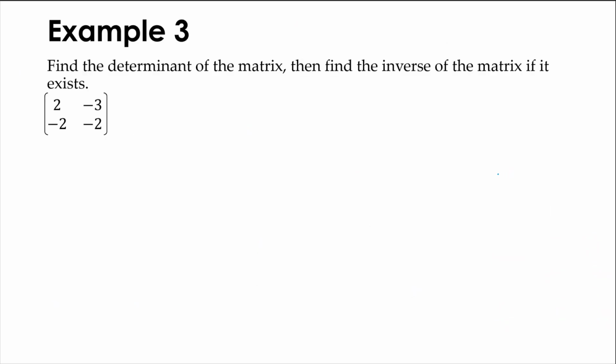Okay, now let's take a look at this one. Finding the determinant of the matrix, and then find the inverse if the inverse exists. This should be inverse, if the inverse exists, not the matrix. We know the matrix exists. Okay, so first we're going to find our determinant.